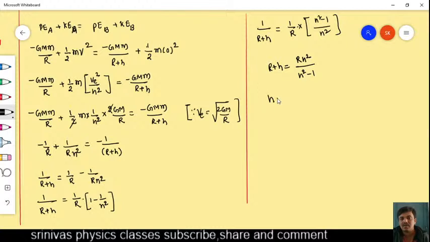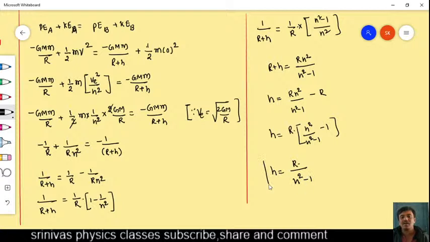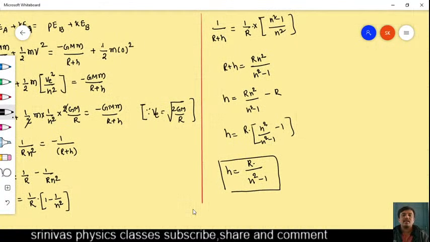I want h. h is equal to r n square by (n square minus 1) minus r. You simplify it, and r is common here. Then n square by (n square minus 1) you will get. Then finally h is equal to r into 1 by (n square minus 1). This is the formula, right? Finally you got it. Understood? This is about escape velocity, and if you throw with a certain velocity, how much height it will go.